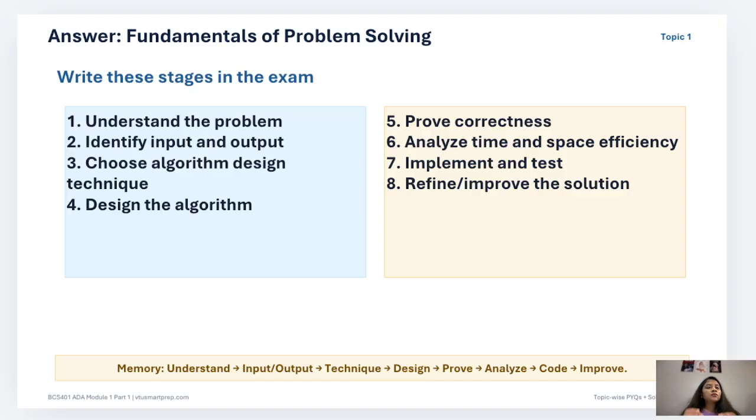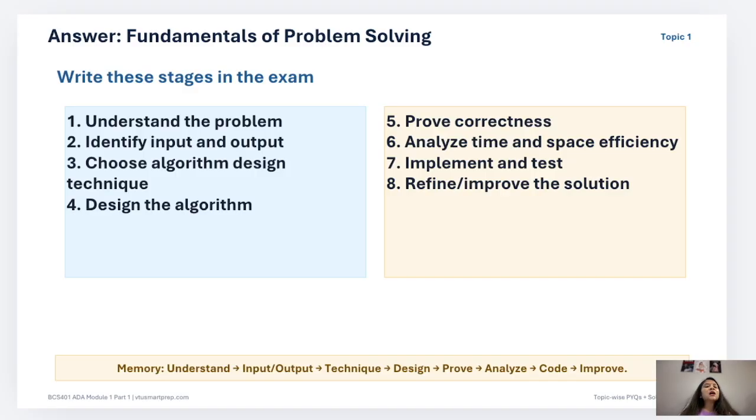So the first stage is understand the problem. Next, the second stage is identify the input and output. Input means what data will be given to the program, and output means what result we need, or what output that specific program is going to give. So that you have to write. So the second stage is identify input and output.